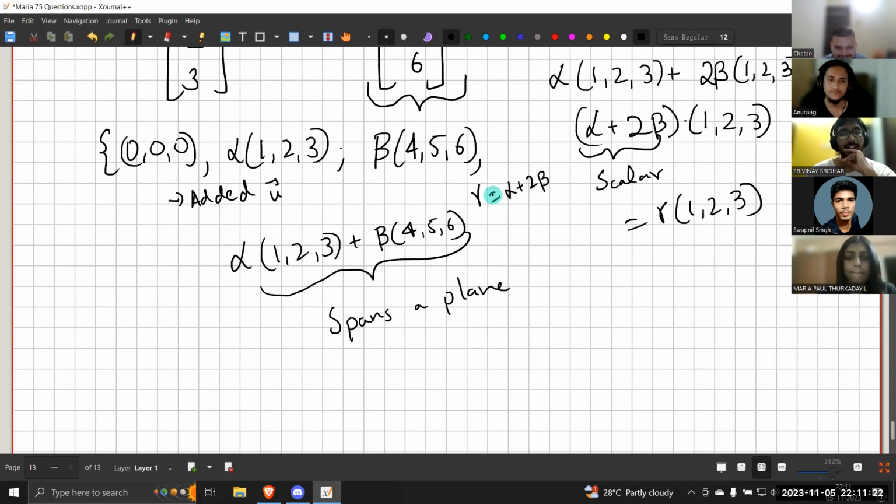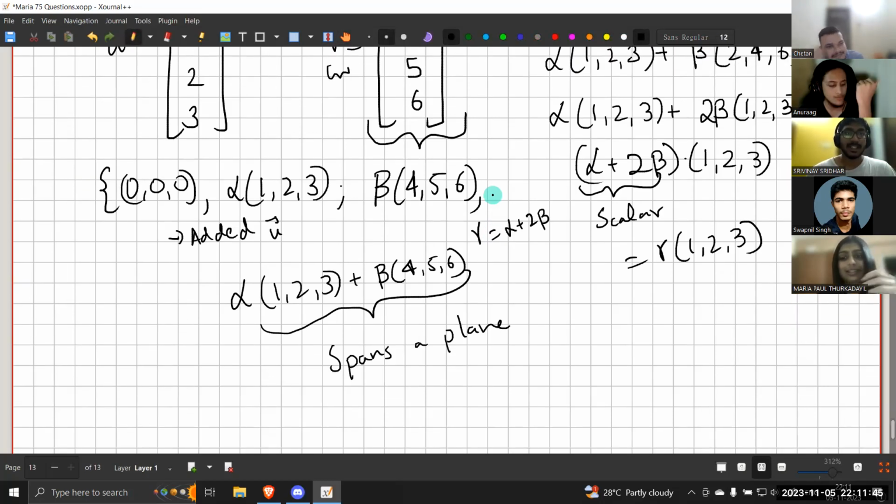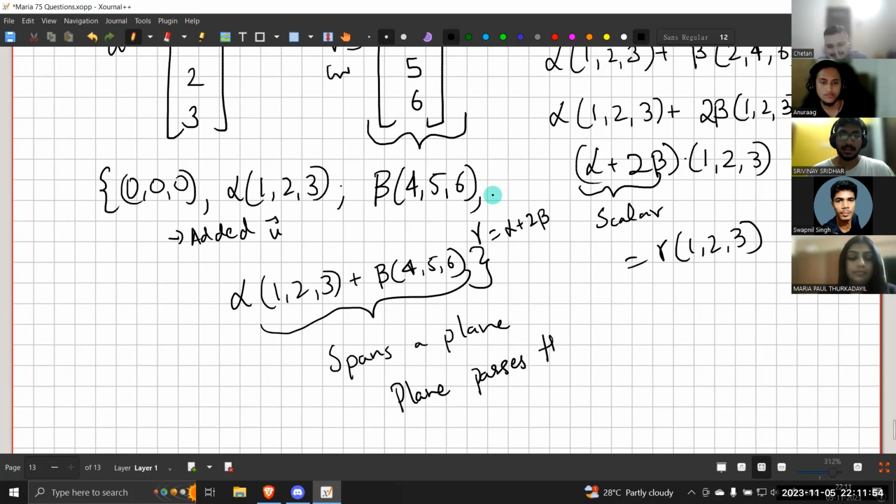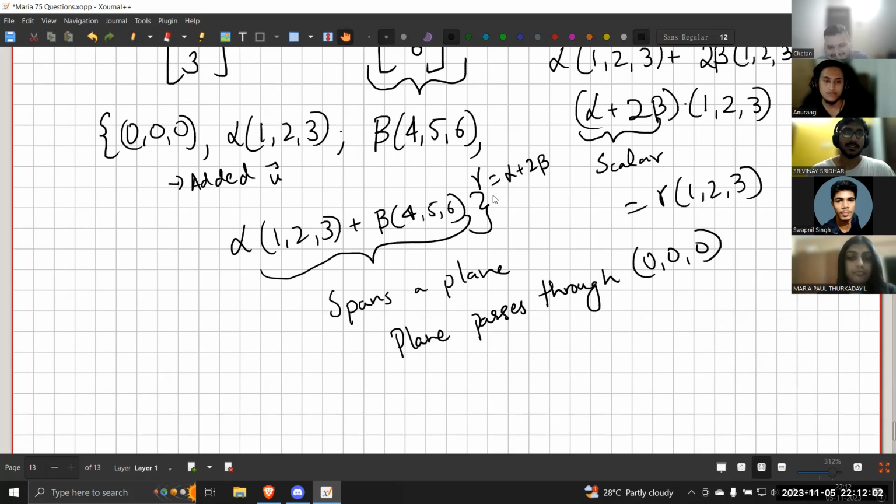Taking these two points, first I added 1, 2, 3, and then I realized I had to add the entire line passing through 1, 2, 3. And then I realized 4, 5, 6 is not part of this line, so I added the entire line through 4, 5, 6. And then I added alpha times 1, 2, 3 plus beta times 4, 5, 6, which is all linear combinations of these. And we know this creates a plane. This set is a plane, and this plane passes through 0, 0, 0. So this also is a subspace of R3.